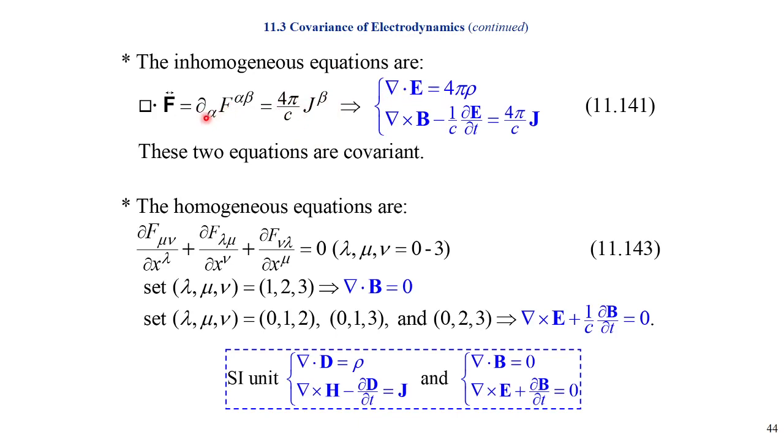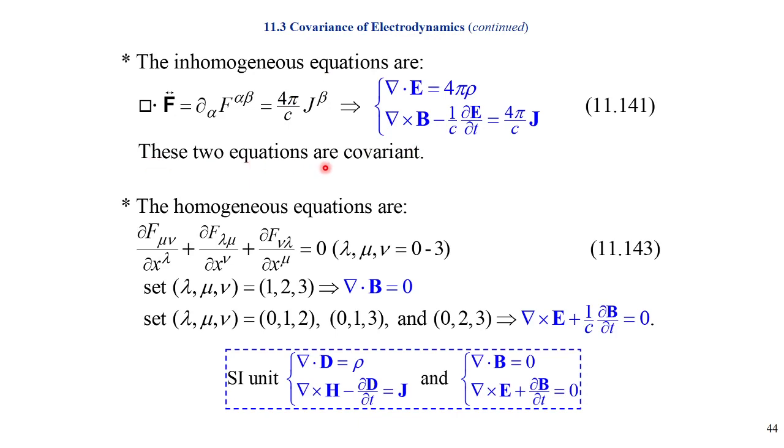We can divide this one into four equations, because we have four components: 0, 1, 2, 3. 0 is here. Divergence E equals 4 pi rho. And 1, 2, 3 equals here. What's this? This is Ampere's law with Maxwell correction. This is Gauss' law. Okay, so we got the first two laws in the inhomogeneous equations.